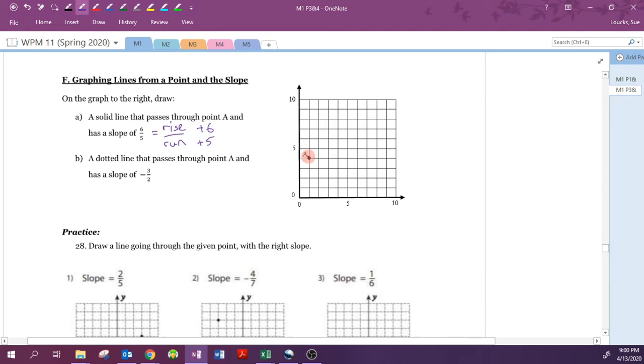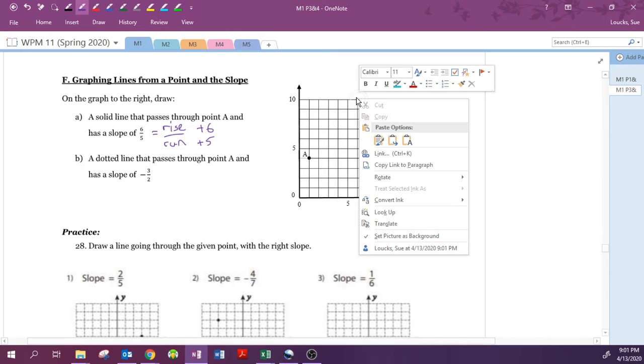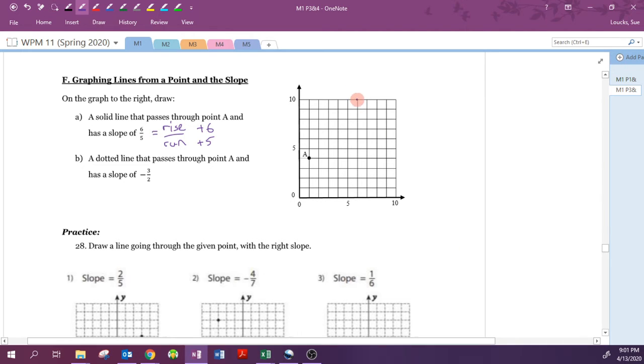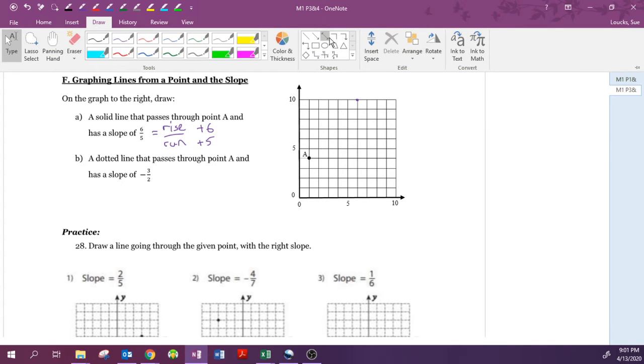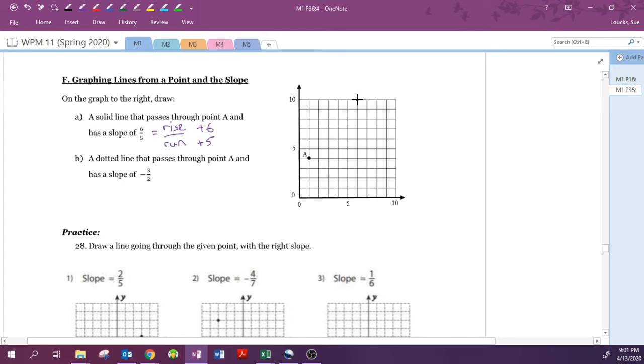So we're going to count up 6, 1, 2, 3, 4, 5, 6. And over 5, 1, 2, 3, 4, 5. And we're going to have a line that goes through those 2 points. There we go. There's our first line.